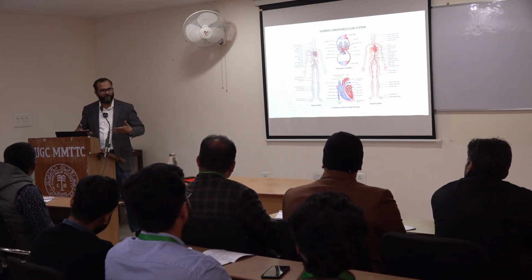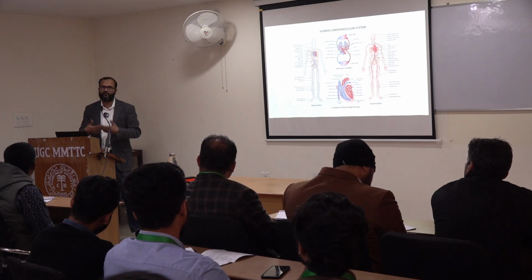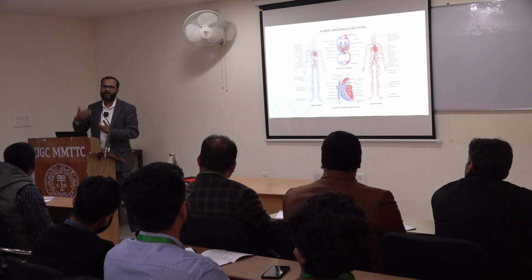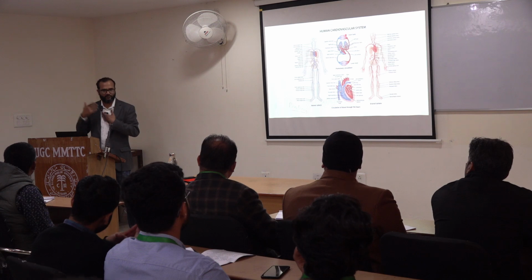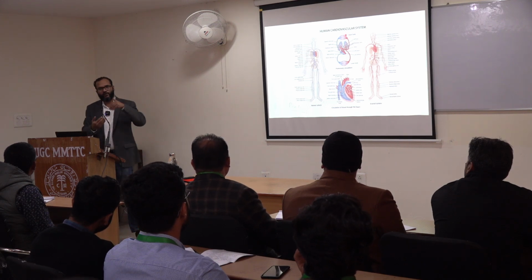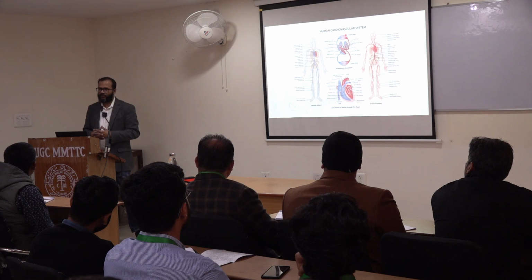The lower part of the body drains into a vein called the inferior vena cava, and the upper part of the body into the superior vena cava, and they both join the right atrium. So that is how the circulation is complete.